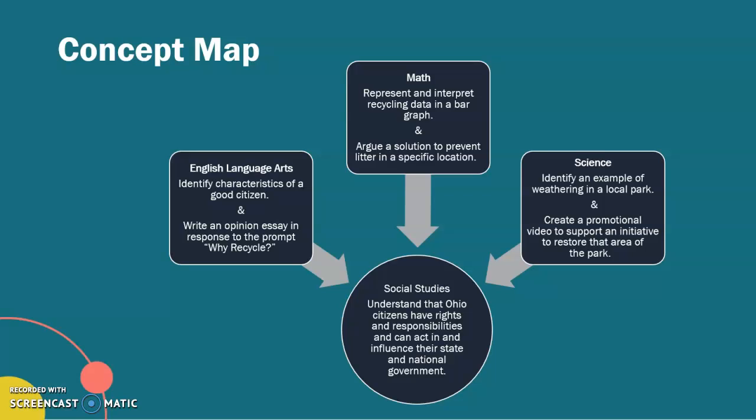So first we have a language arts lesson, and this is going to be focusing on the characteristics of a good citizen. And to do this, students are going to write an opinion essay about why it is important to recycle.